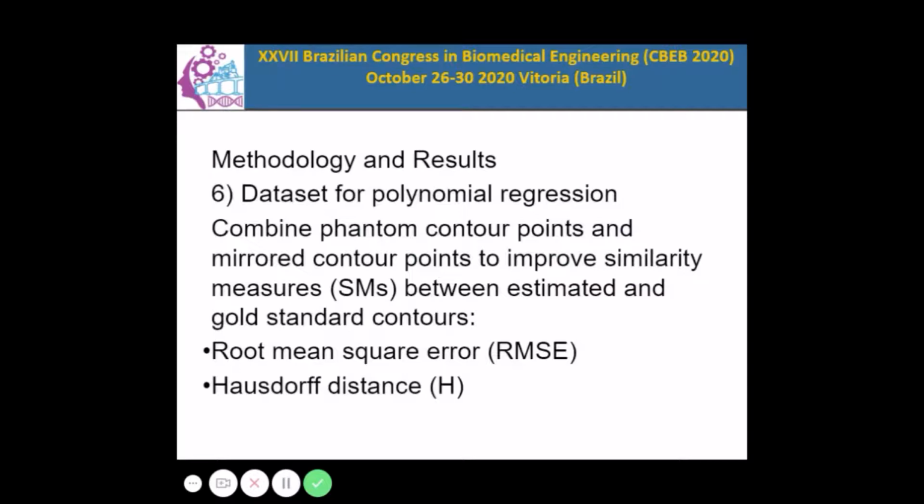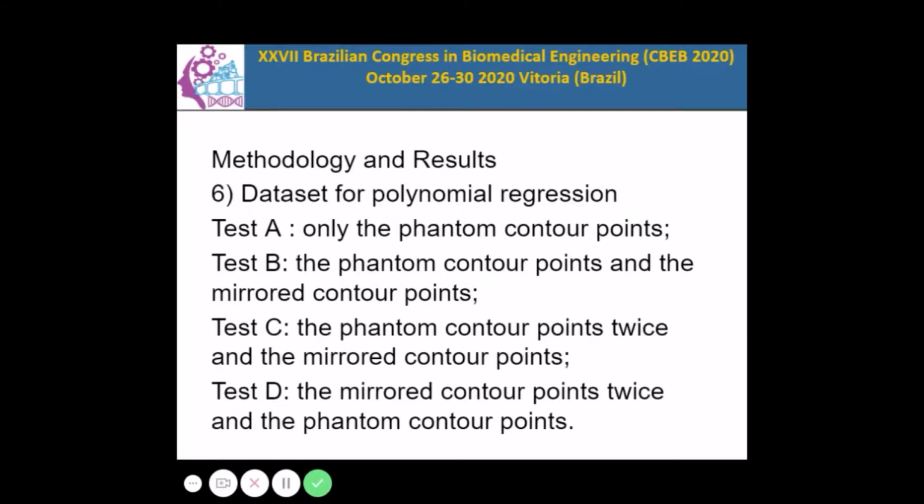This estimated contour is a polynomial obtained by a fourth-degree two-dimensional polynomial regression using the referred dataset. The chosen similarity measures are root mean square error, called error for short, and Hausdorff distance. Tests A through D are performed for each bone contour comprising the phantom bone defect, using different datasets as input points to the polynomial fit calculation, combining phantom contour points and its mirrored points once or twice. The use of the same dataset twice aims to influence more strongly the curvature of the resulting curve.